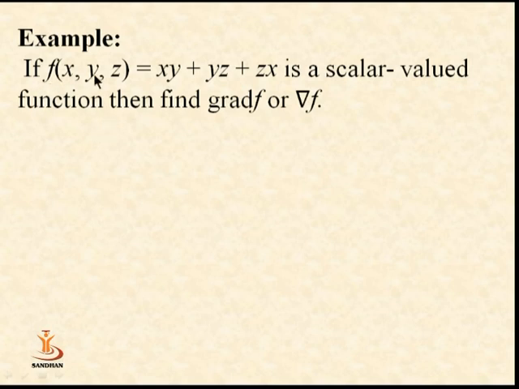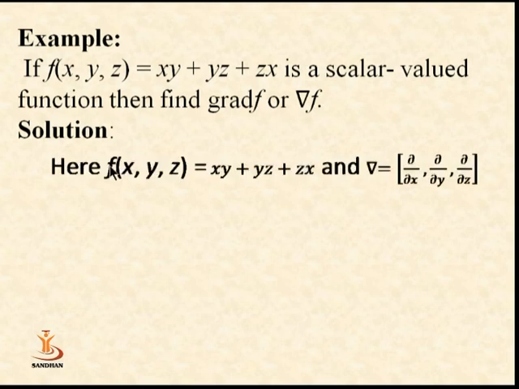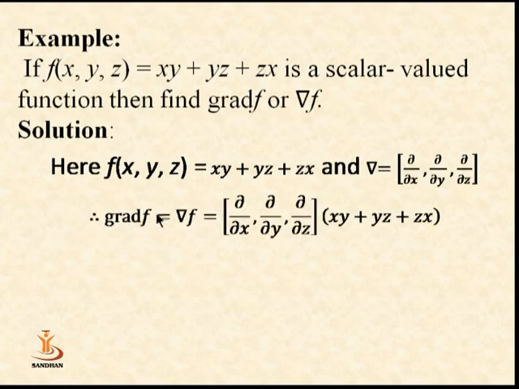If f(x, y, z) is equal to xy plus yz plus zx, a scalar valued function, then find grad f or del f. First of all, here f(x, y, z) is the given xy plus yz plus zx, and the definition of del, we know that del upon del x, comma, del upon del y, comma, del upon del z. Now we find grad f or del f.